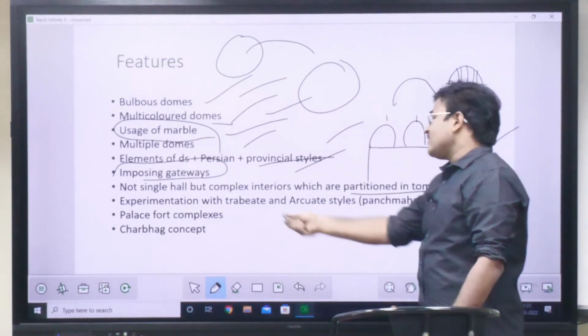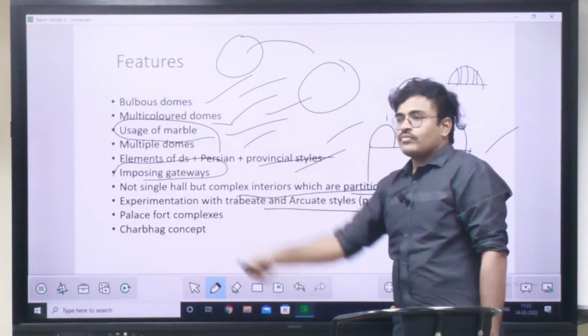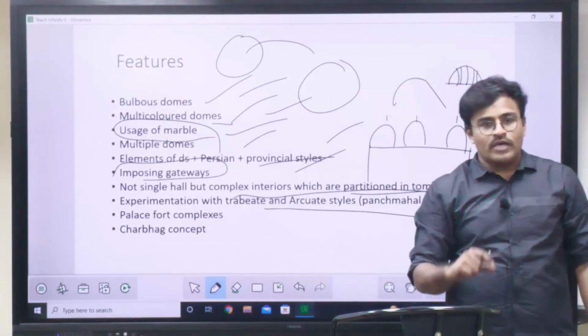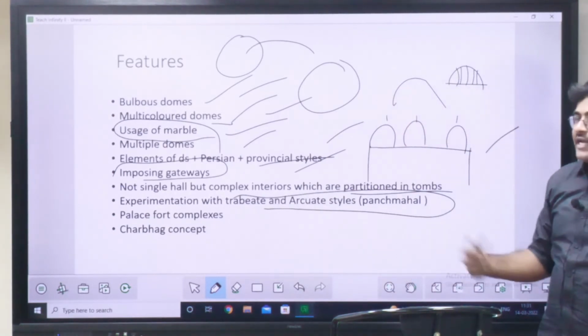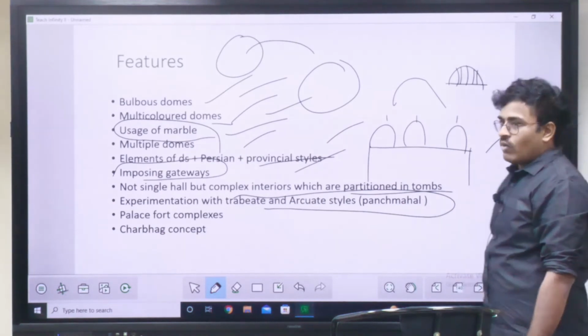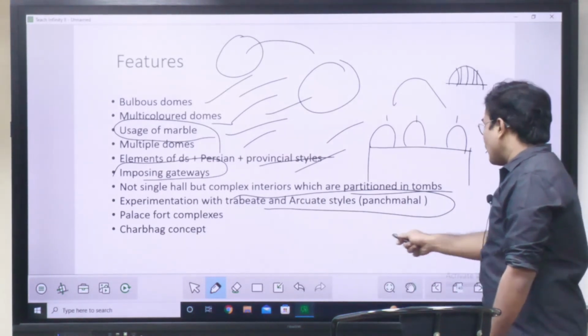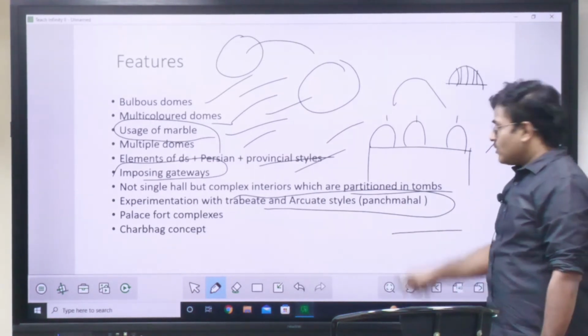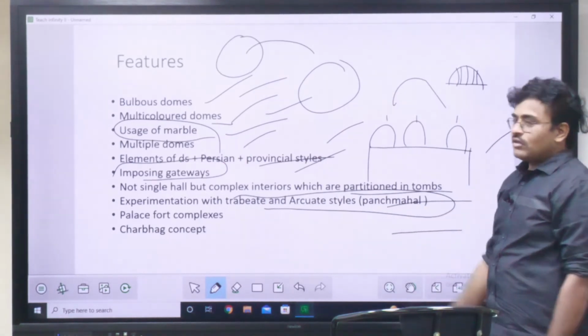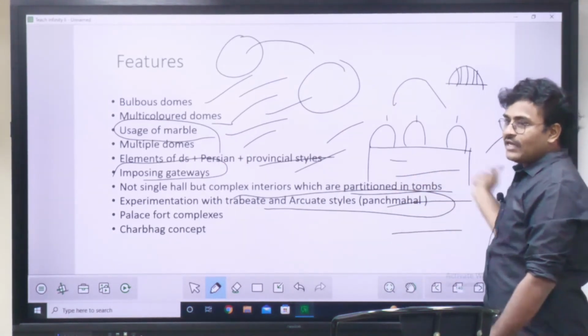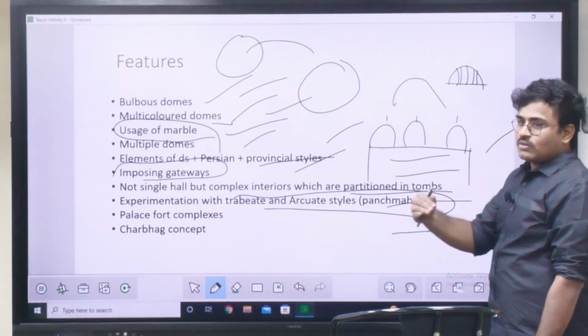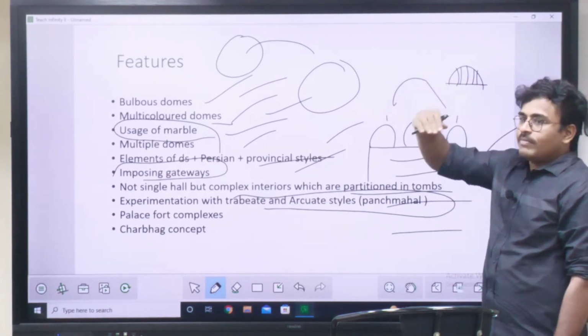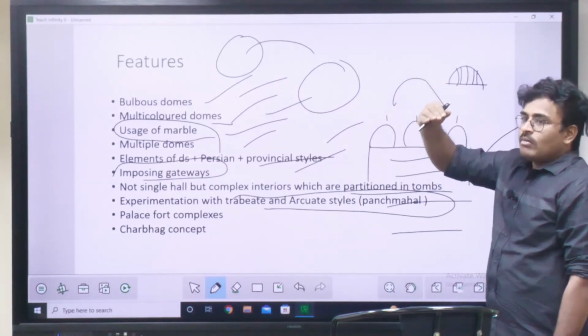And they experimented with Trabeate and arcuate styles. Arch and dome, arch and pillar, these kinds of things. And their experimentation is even more evolved than earlier. What they used to do is construct one floor in arcuate style, the second floor in Trabeate, the third floor again arcuate, the fourth floor again Trabeate. So this way, one by one. Trabeate means temple construction style, arcuate means mosque construction style.